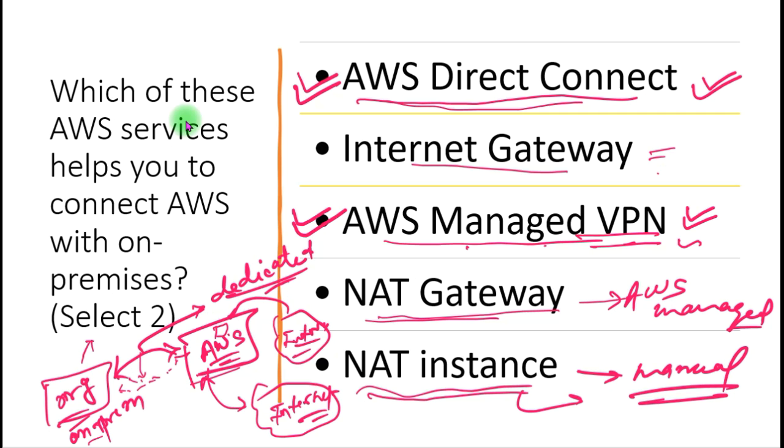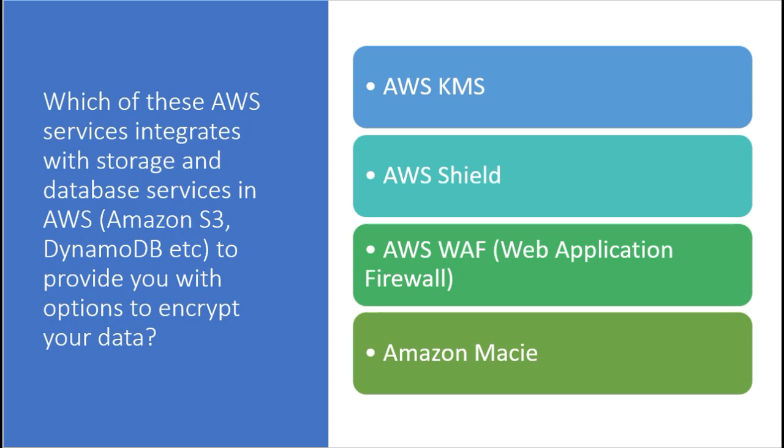So let's see what we have next. Let's talk about this question. In this question, they are asking which of these AWS services integrate with storage and database services in AWS, such as Amazon S3 and DynamoDB, to provide you with the option to encrypt your data. The options we have are AWS KMS, KMS stands for Key Management Service, AWS Shield, AWS WAF, that is Web Application Firewall, or Amazon Macie.